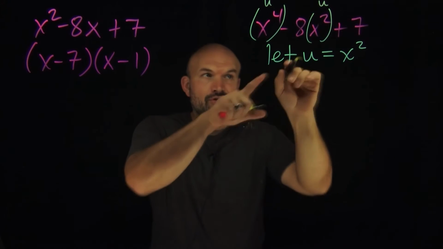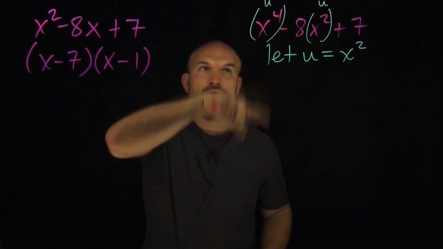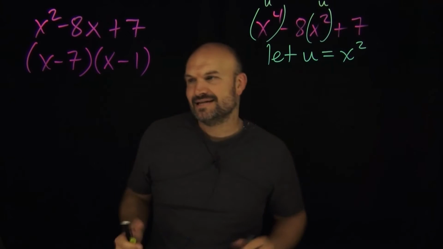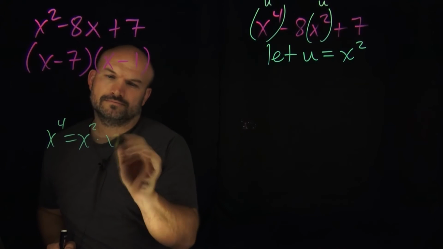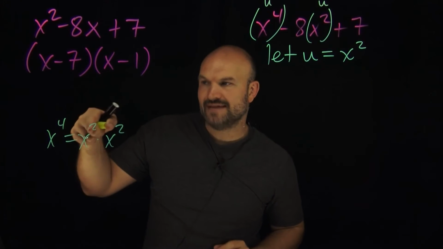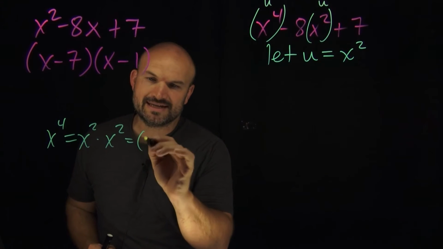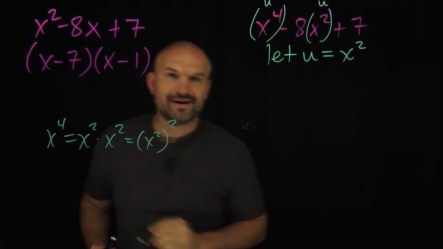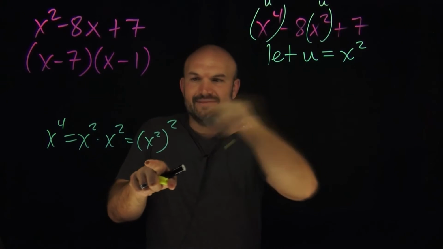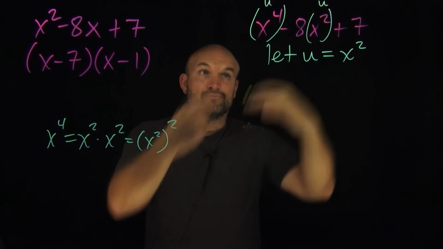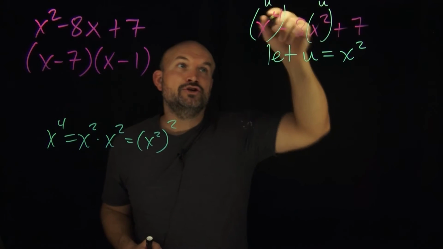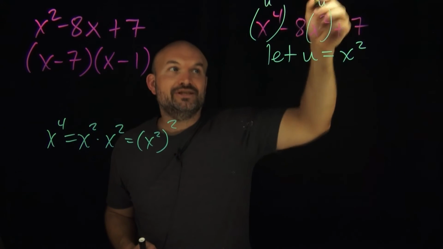Now, if u is equal to x squared, does x to the 4th equal u squared? Yes, it does. Let's think about it this way. x to the 4th is equal to x squared times x squared, which is also written as x squared, squared. And what did we say x squared was? That was u. Therefore, now I can rewrite this expression with a u squared instead of an x to the 4th, and a u instead of an x squared.